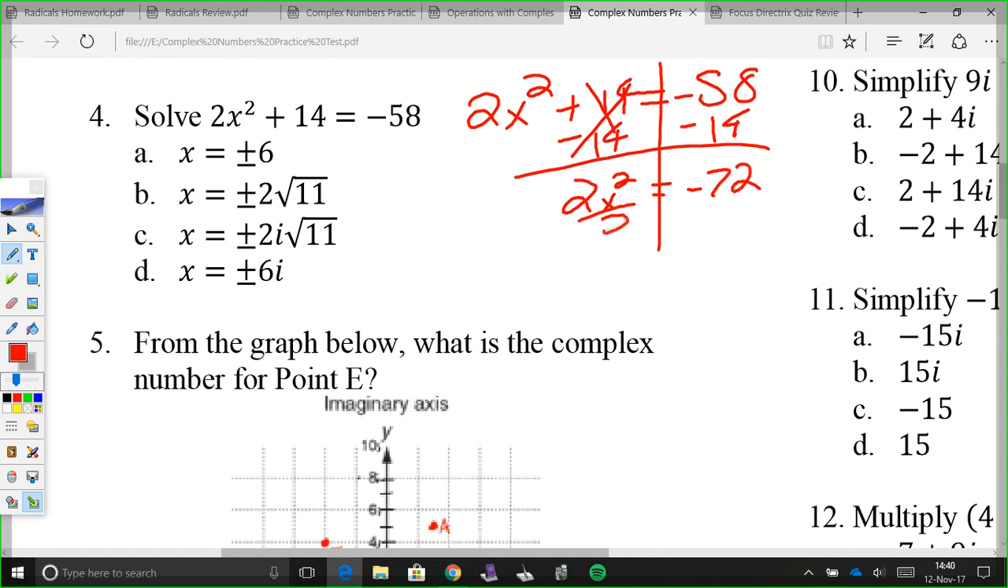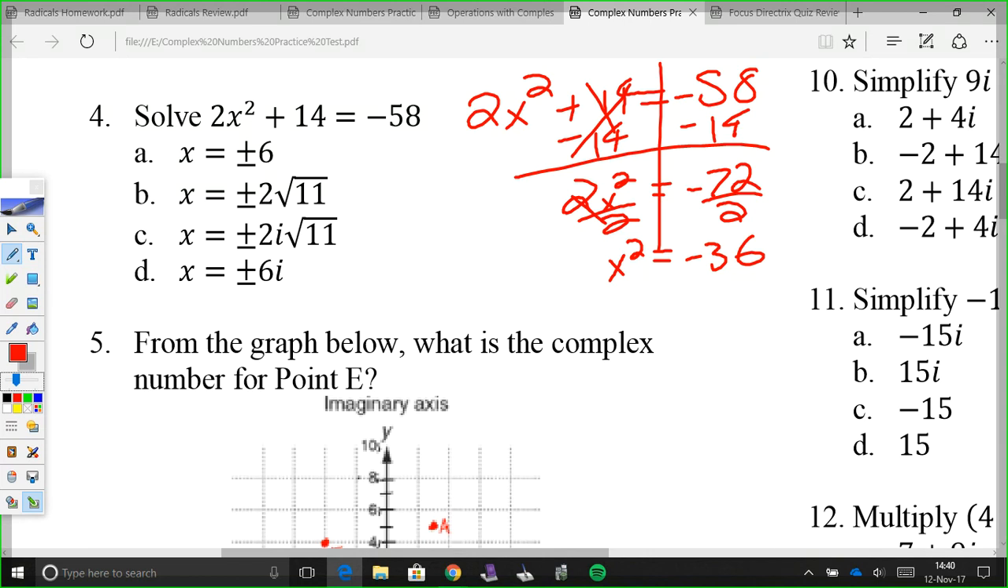And then I can divide by 2. I'll have my x squared. I'll save the exponent for last. It'll be easier if I deal with the exponent last. So that's why I decided to divide by 2 in that last step. So we'll have x squared equal to negative 36.